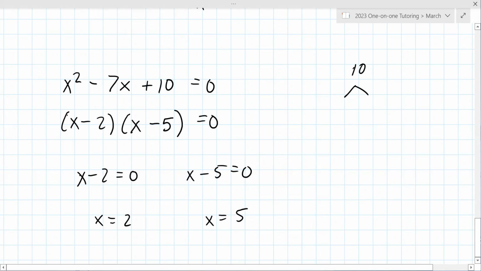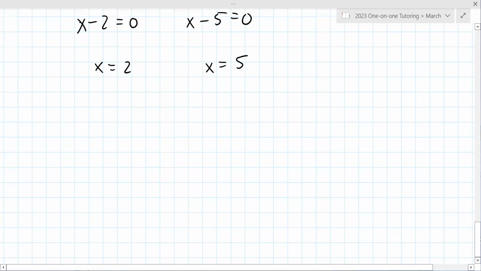Okay, let me give you another one to look at here. Whenever you're ready. Okay, so let's clear the screen here. x squared minus 10x plus 24 equals 0.